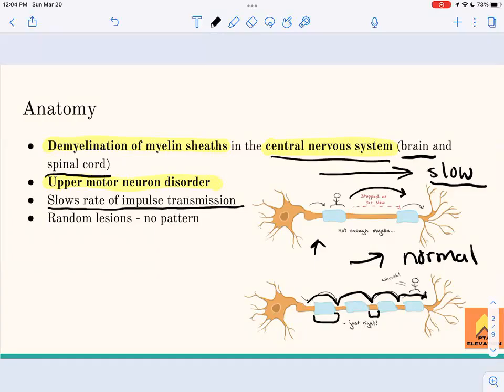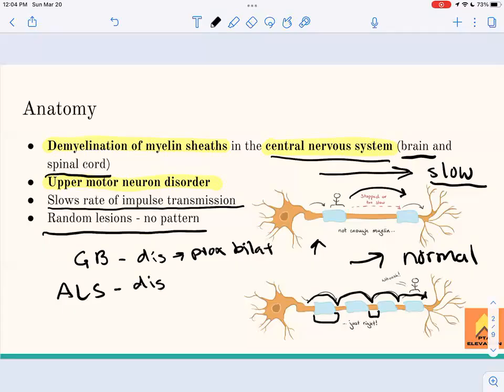And unlike our other neuro disorders, such as ALS or Guillain-Barré, this is random. So there's no real pattern. Remember with Guillain-Barré, I'm just going to write this here, we progress distal to proximal bilaterally. And with ALS, we progress distal to proximal unilaterally. But with MS, random. It's all over the place. You see a random progression of deterioration and loss of motor control. So that's kind of what's going on with the anatomy with MS.